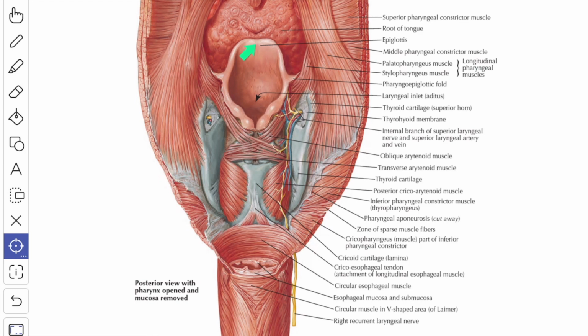It is bounded above and in front by the upper margin of the epiglottis, below and behind by the interarytenoid fold of mucous membrane, and on each side by the aryepiglottic fold. The inlet is lined by non-keratinized stratified squamous epithelium. Each aryepiglottic fold contains the aryepiglotticus muscle and the thyroepiglotticus muscle, and two cartilages, the corniculate and the cuneiform cartilage, and the upper free margin of the quadrate membrane.